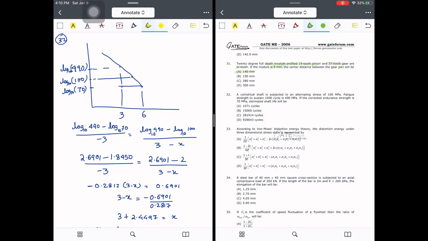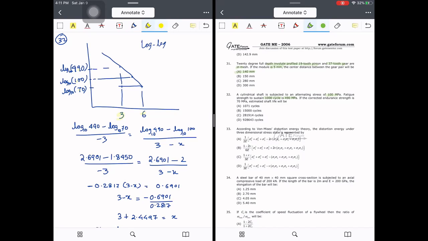Now question number 32. This involves some calculations called interpolation theory. That means the two endpoints have been given, and we have to interpolate the intermediate value. If you see question number 32, a cylindrical shaft is subjected to an alternating stress of 100 megapascal. The fatigue strength that can be sustained to 1000 cycles is 490 megapascal. That means what I did is I took a log graph. Why is a log graph taken? Because the values you will find here are very high, generally 10 to the power of 6, 10 to the power of 3.